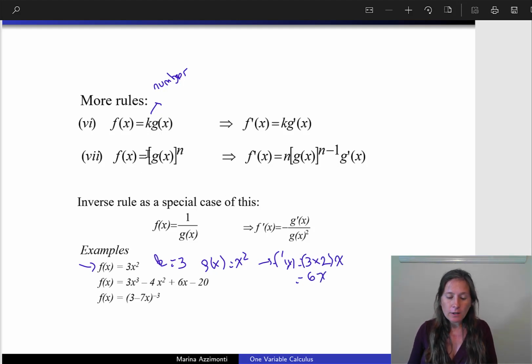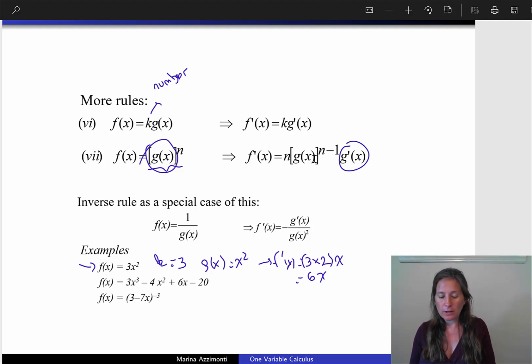We also have another rule, which is when we have a function which is another function g of x to the power of n, we can basically use the following rule. So we think of g of x as kind of being a variable, so it's n times g of x to the n minus 1 times the derivative of g of x.